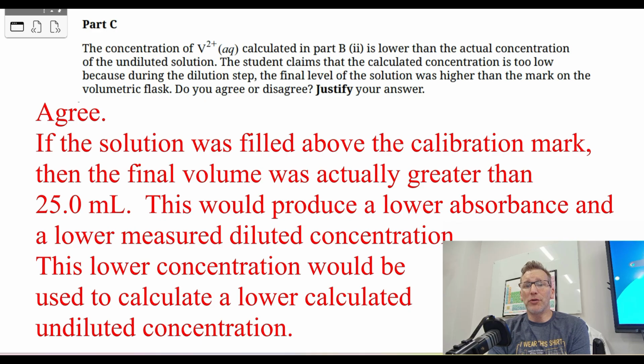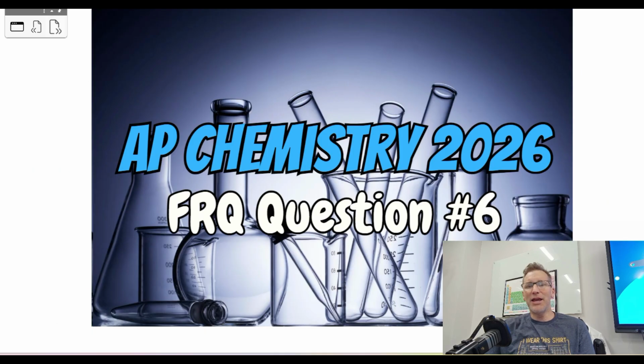If the solution was filled above the calibration mark, the final volume is actually greater than 25.0 mL, which would produce a lower absorbance, a lower measured diluted concentration. This lower concentration would be used to calculate a lower calculated undiluted solution. That was AP Chemistry 2026 free response question number 6.